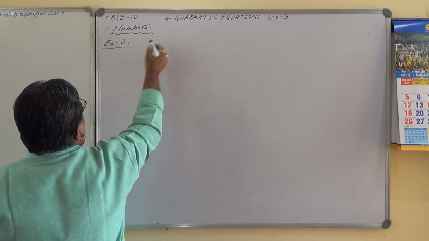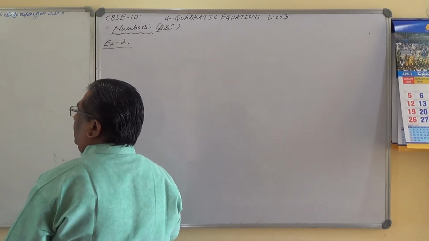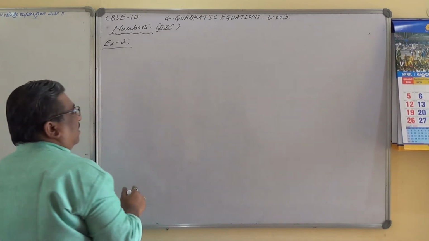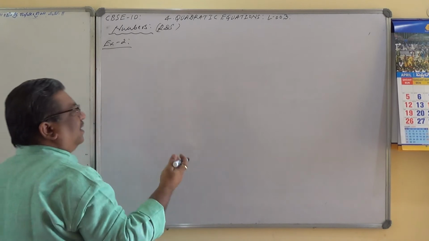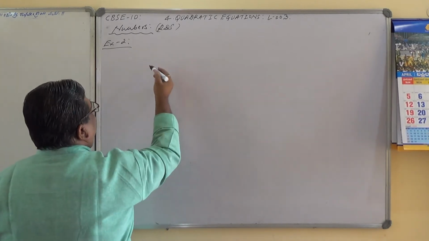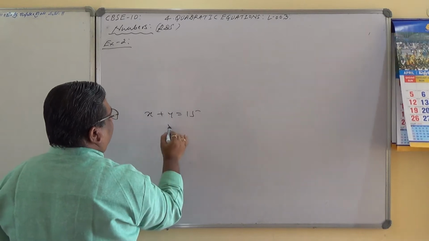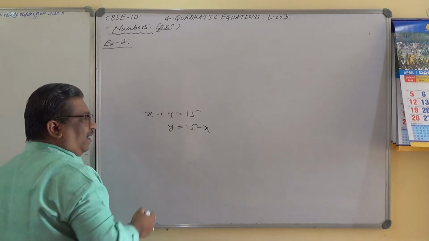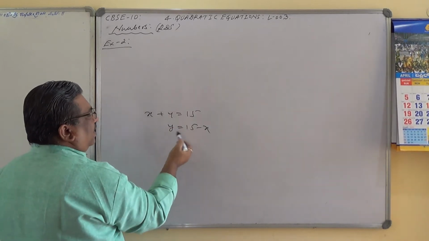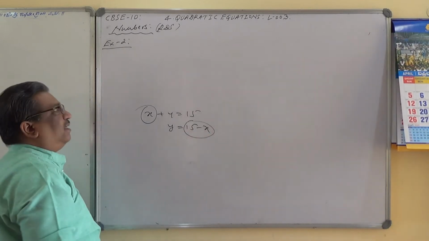Example 2, all these are R.D. Sharma numericals. What it says, the sum of two numbers is 15. How do you represent this? If one number is x, then the other number is 15 minus x, isn't it? Say for example, x plus y equals 15, so y is equal to 15 minus x. If the two numbers are x and y, then definitely y equals 15 minus x, means x is one number and 15 minus x is the other number.